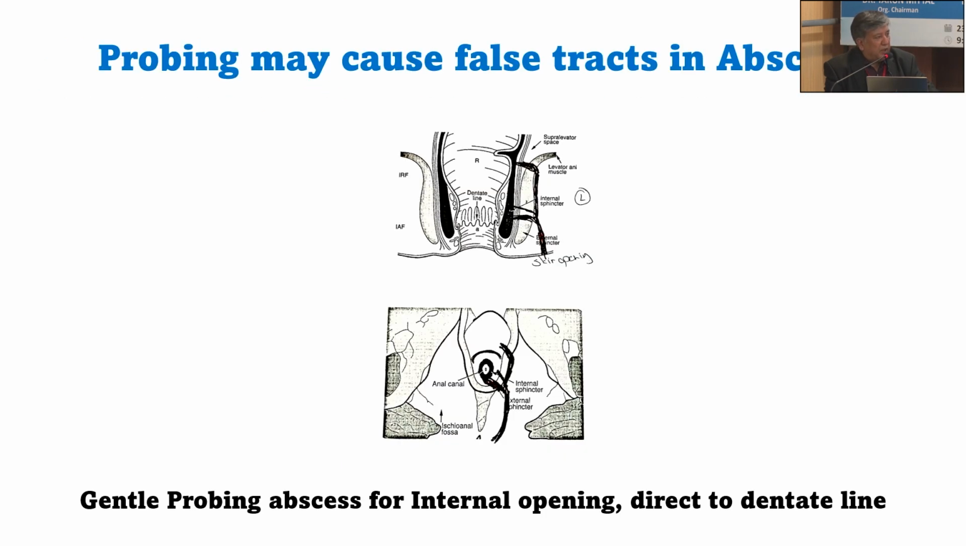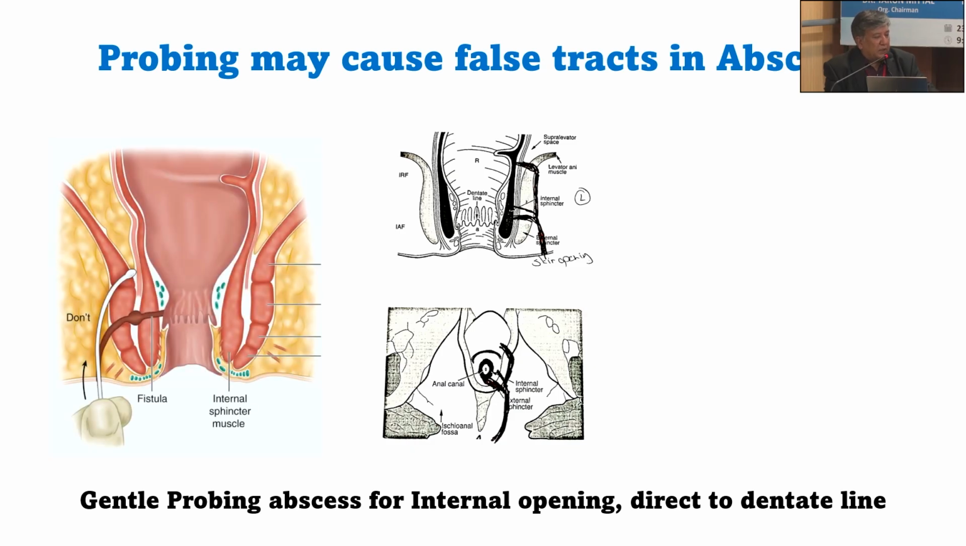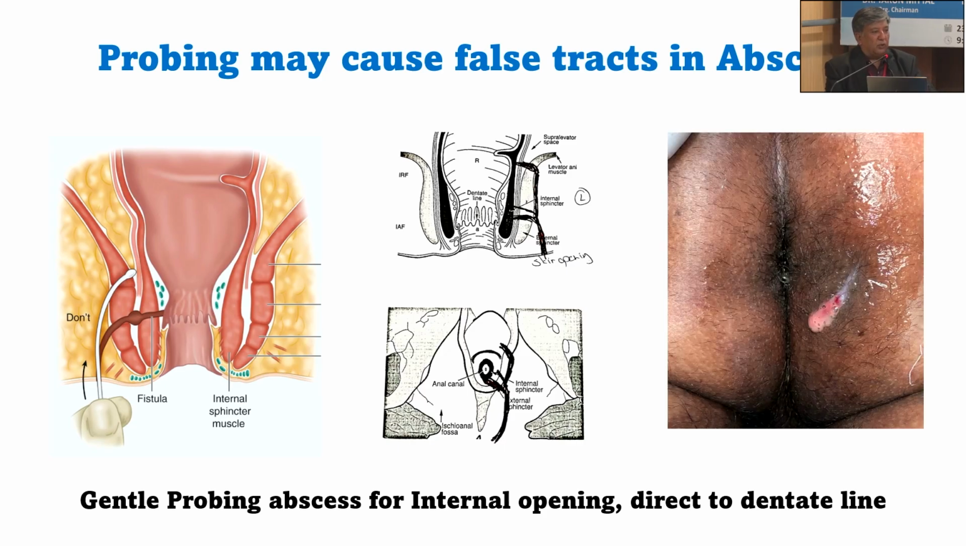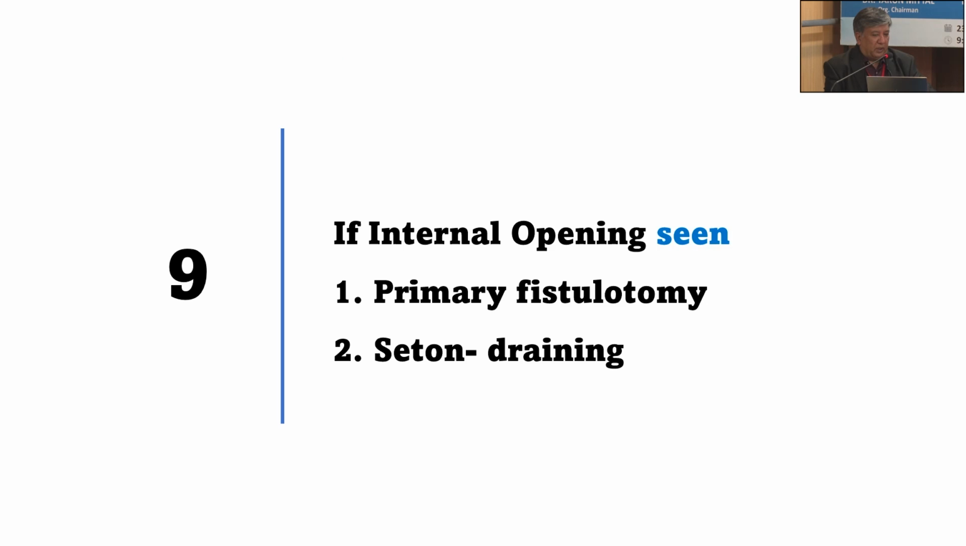Now this patient has 1 external opening and 3 internal openings. In the abscess, the surgeon probed wrongly, because you are angling the probe towards the ischiorectal fossa rather than angling towards the dentate line. So wrong probe, and outside there was only 1 opening and inside there were 3 openings.